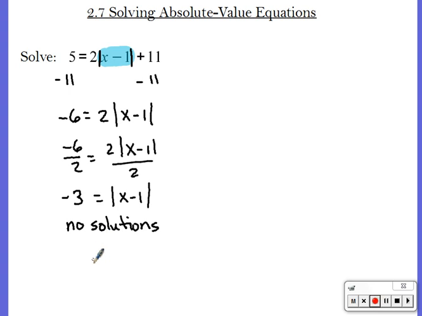So you have to be very careful that you don't go ahead and try to solve this problem and say, oh yeah, well then I set up my two equations, negative 3 equals x minus 1, and positive 3 equals x minus 1, and you get your two answers. Always check to make sure that they work, because if you aren't paying attention, you might accidentally say that you got two different answers, but they should not work. So in this one, there's no solutions. So that's how we solve absolute value equations.